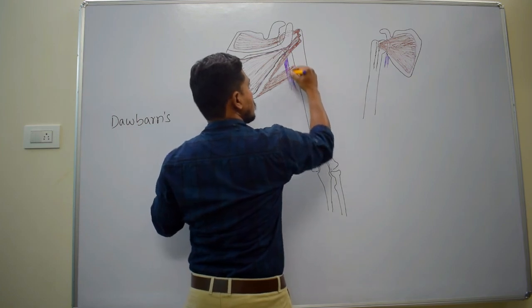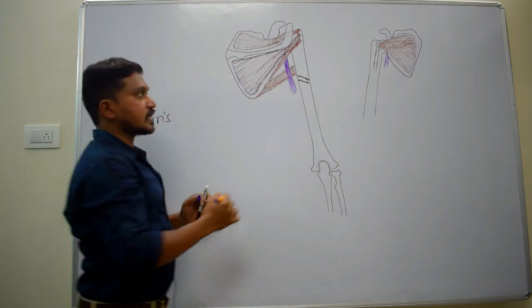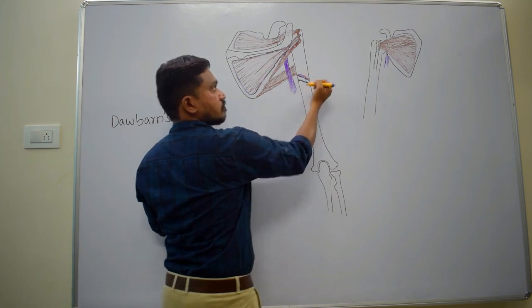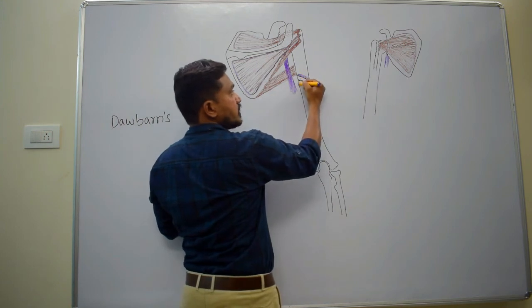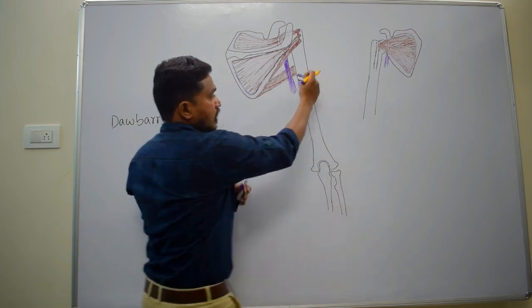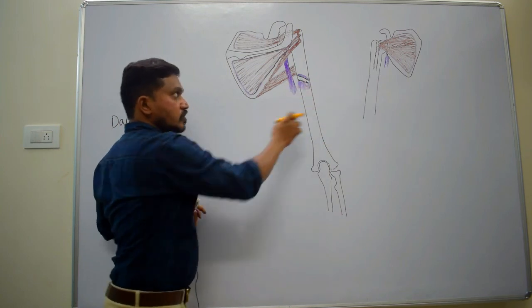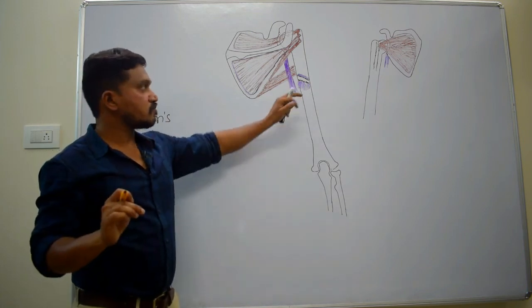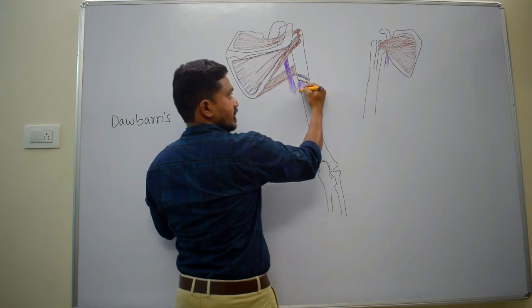Then the remaining two heads are there. What are these two heads? Medial head and lateral head. The lateral head takes origin from the lateral lip of the spiral groove. Then the medial head takes origin from the medial lip of the spiral groove and also the area below the medial lip of the spiral groove. That means this total posterior surface below the medial lip. This area gives origin to the medial head of triceps. So this is the medial head.